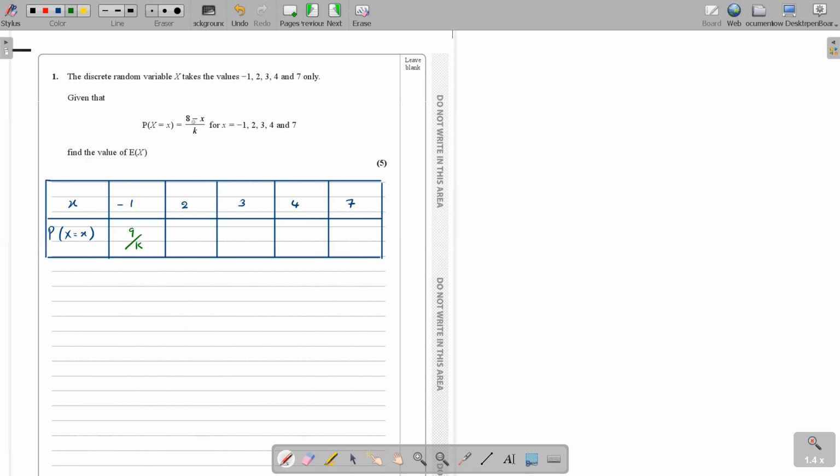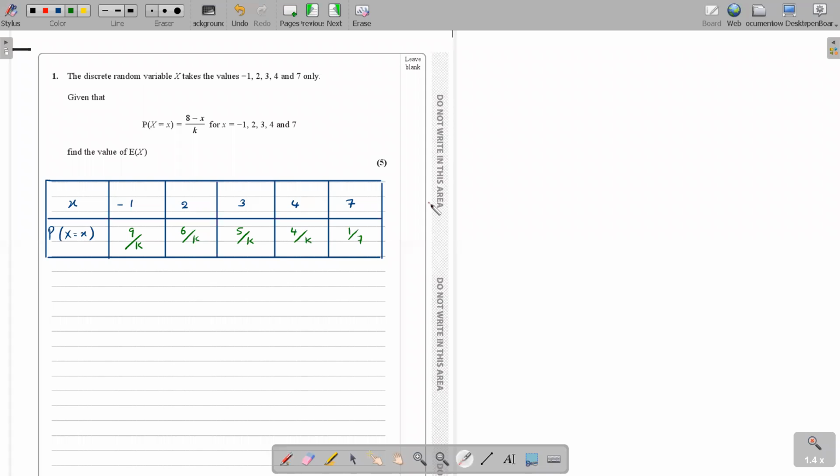And then the next one, x is 2. So 8 minus 2, children? Yeah, 8 minus 2, that's 6 over k. Then 8 minus 3, 5 over k. 8 minus 4, 4 over k. 8 minus 7, 1 over k. Okay, right? For -1, 2, 3, 4, 7.